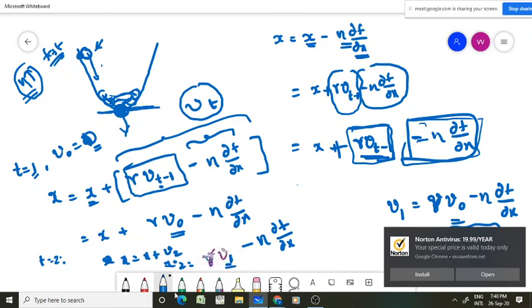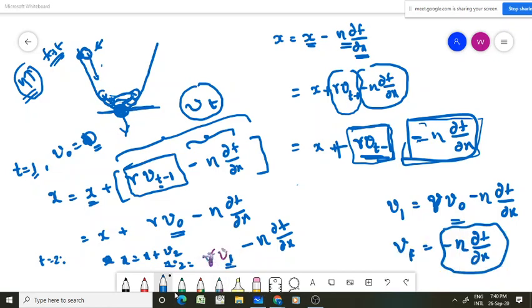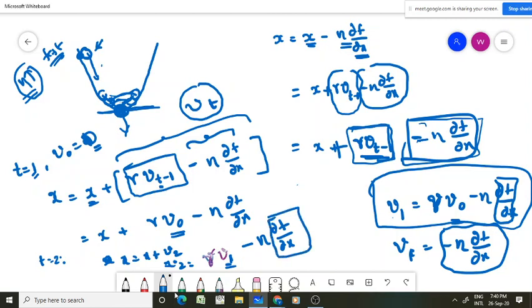Now what is the V1? V1 is coming from here, right? Your V1 is depending upon the gradient at the first iteration. Your V2 is depending upon the gradient at the second iteration. So what happened here?